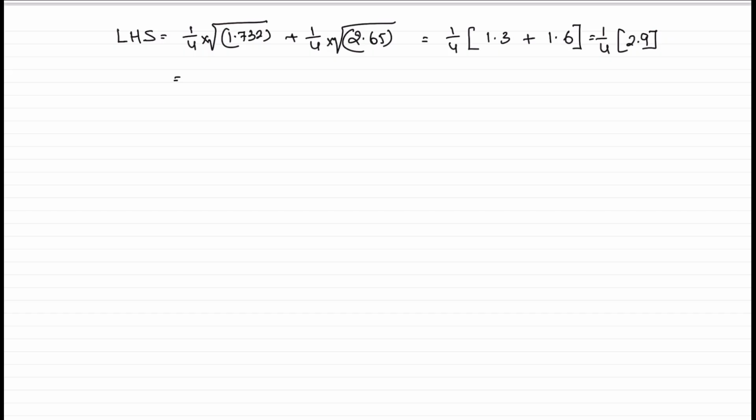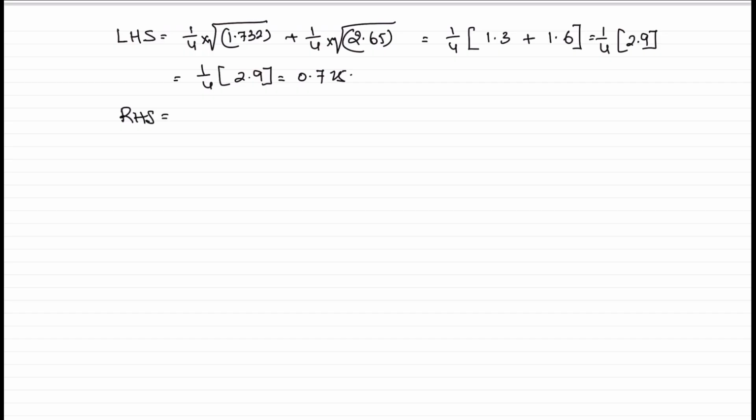Left hand side will be now how much? 1 by 4 into 2.9. 2.9 means 3 we can take approximately. It is 0.725. What is the right hand side?